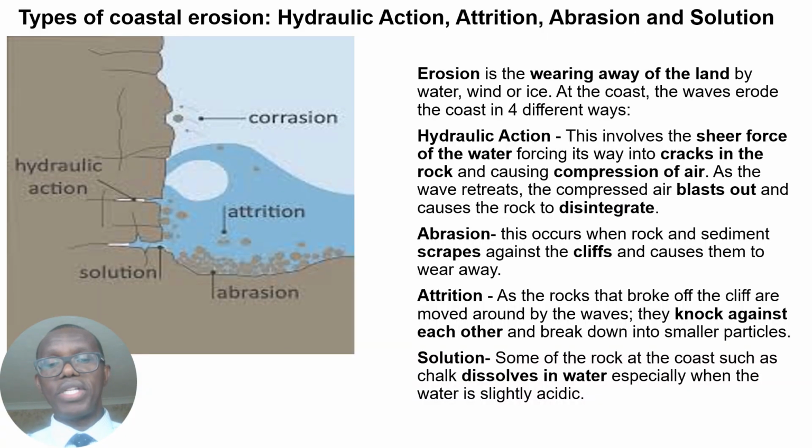So there are 4 different types of erosion that take place along the coastline, and I think it's worth a mention here very quickly. The first one we are going to be talking about here is hydraulic action. Now, hydraulic action involves the force of the water forcing its way into cracks in the rock. And when that happens, it causes compression of air within the rock. And then as that wave retreats or moves back, that compressed air will blast out of the rock, and that is likely to cause that rock to disintegrate.